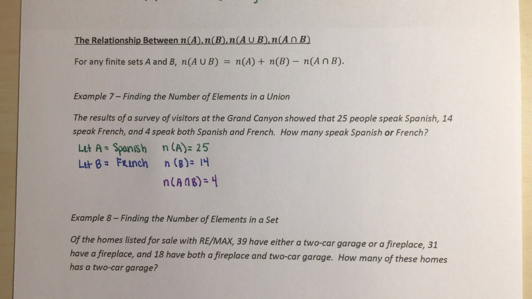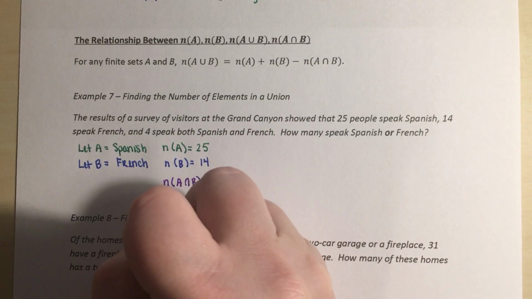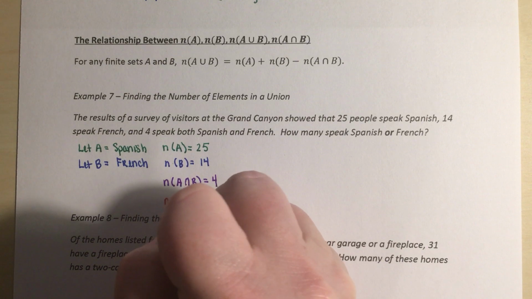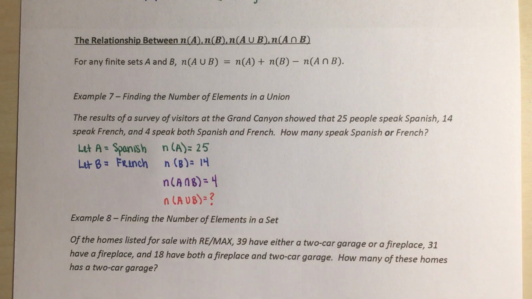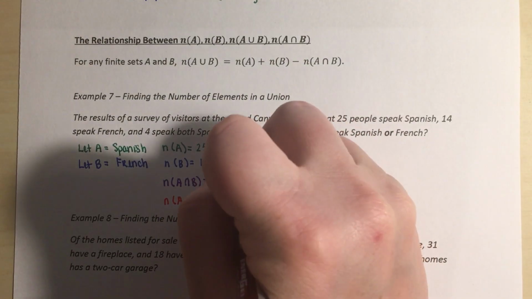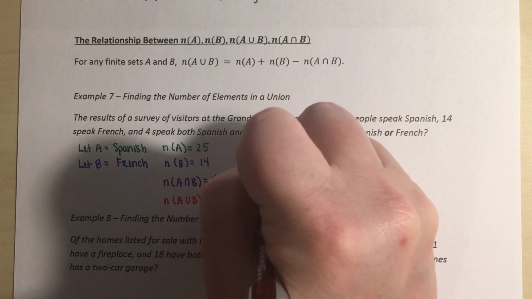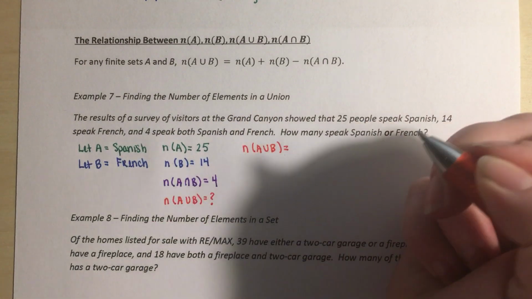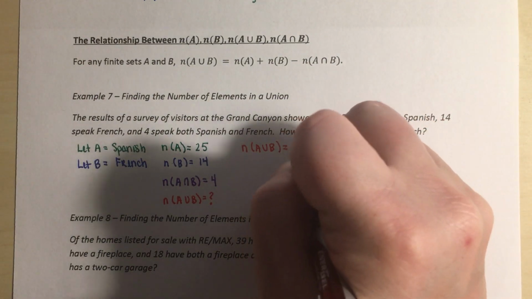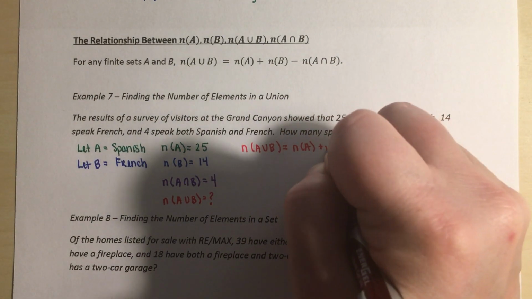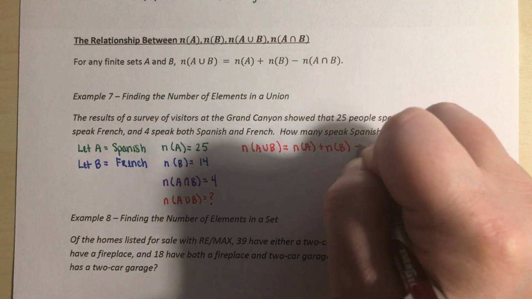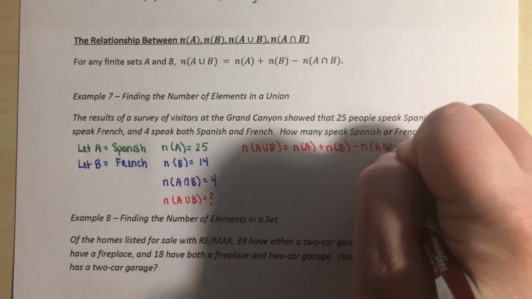So what we're looking for is the number of A union B, the number of people that speak either Spanish or French. We're going to use this equation that's up top here, so I'm going to start by writing that out. The number of elements, or cardinality, of A union B equals n(A) plus n(B) minus n(A intersect B).